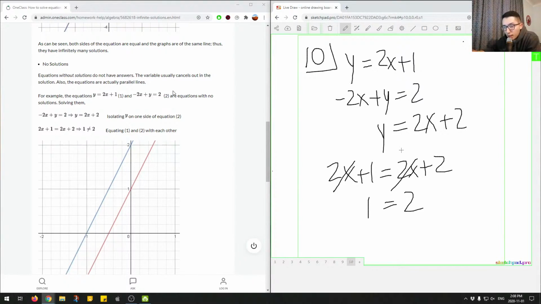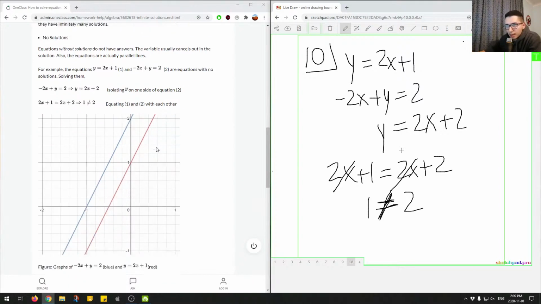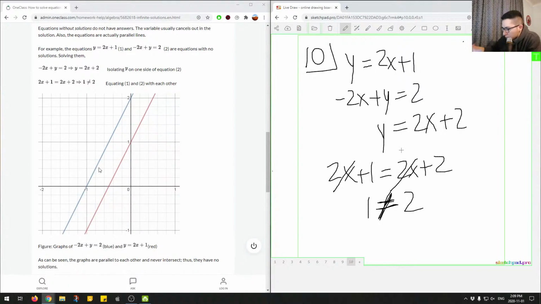So whenever you are in a situation where both sides of the equal sign are not equivalent to each other, so this is not equal, I'll just draw a line through this. We know that it's a situation where there are no solutions, and it's the two parallel line situation. So I'm just going to draw this out real quickly.